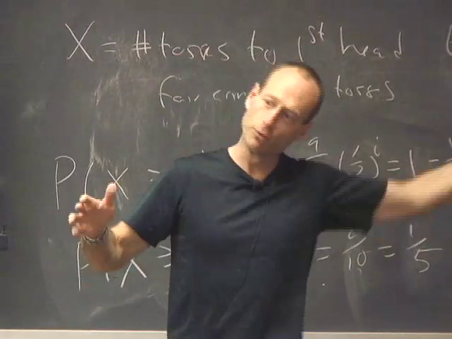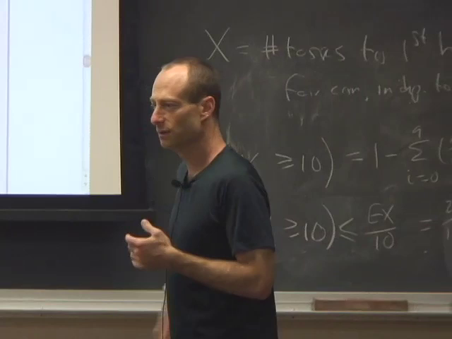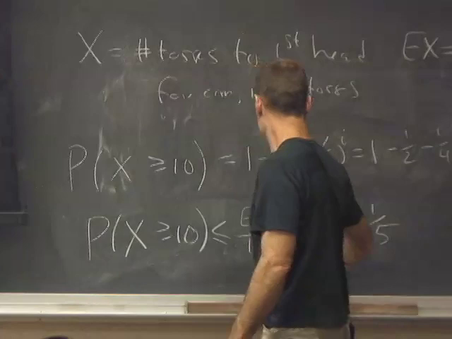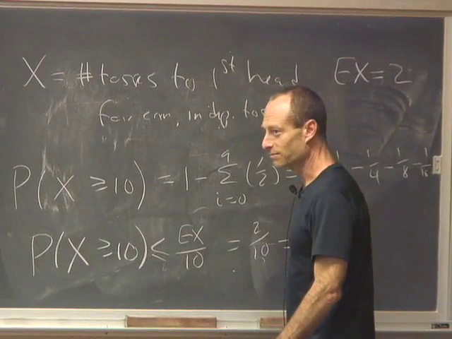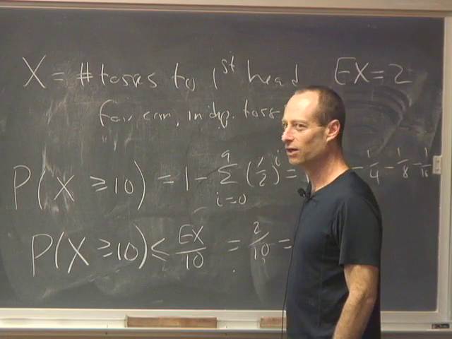So what you're saying is the chance that it takes more than 10 passes to get your first heads is less than... Yeah, it can't be any bigger. Markov's inequality says it can't be any bigger than a fifth. And it isn't. It's a lot less than that. Okay. All right.